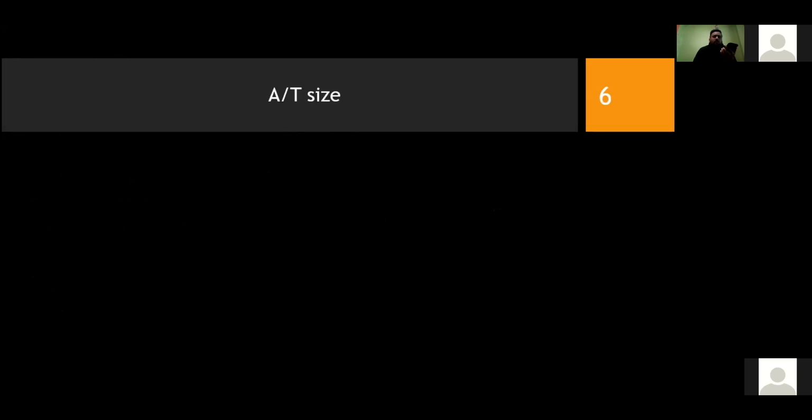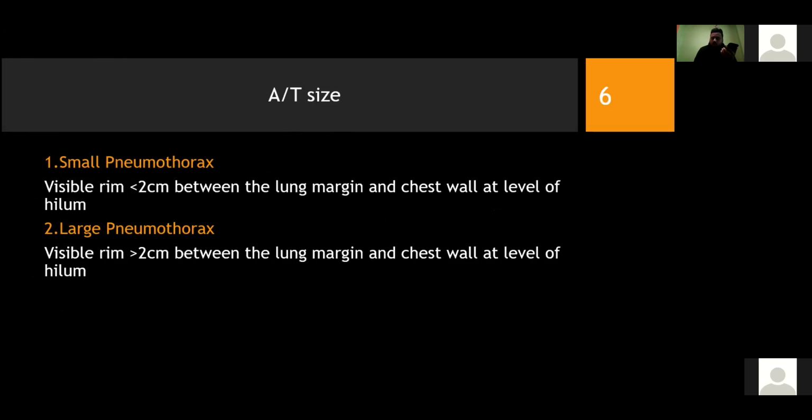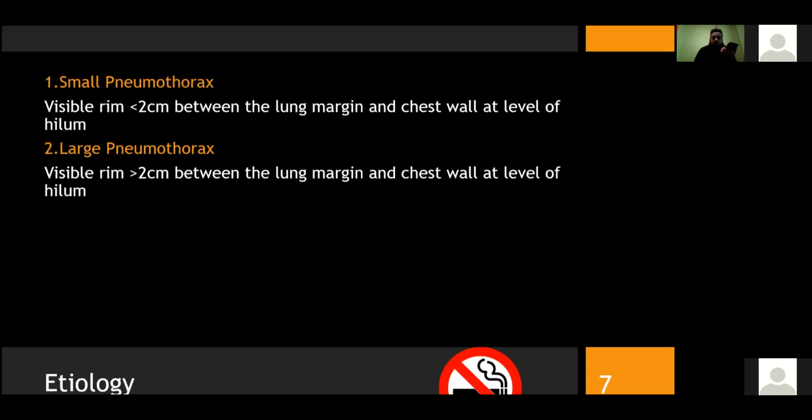According to size, pneumothorax are of two types: small pneumothorax and large pneumothorax. In small pneumothorax, the size is less than 2 centimeters at the level of the hilum, and in large pneumothorax, the visible rim is greater than 2 centimeters between the lung margin and the chest wall.